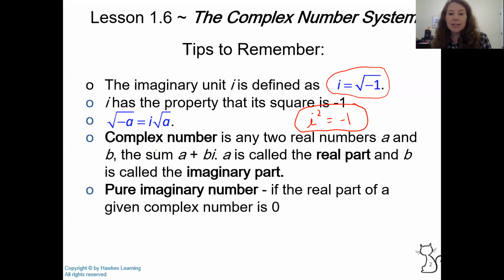What is a complex number? A complex number is the sum a plus bi, where a and b are any two real numbers. a is going to be the real part, and b is going to be the imaginary part, okay? And then when would you have a pure imaginary number? You have a pure imaginary number if the a part is 0. That would be called a pure imaginary number.